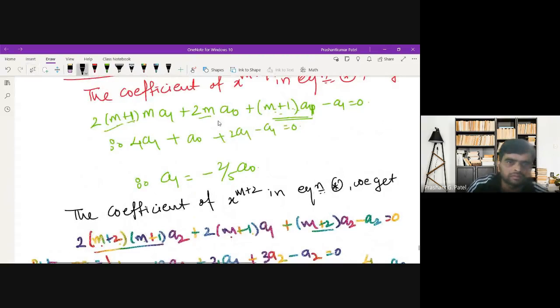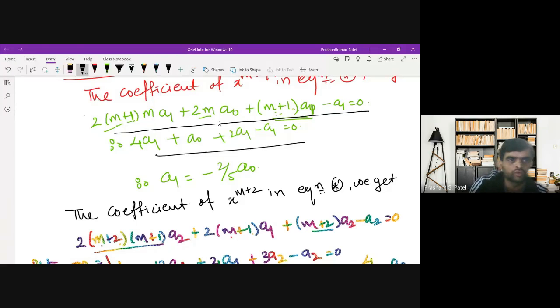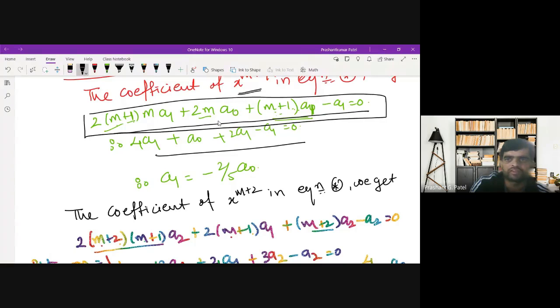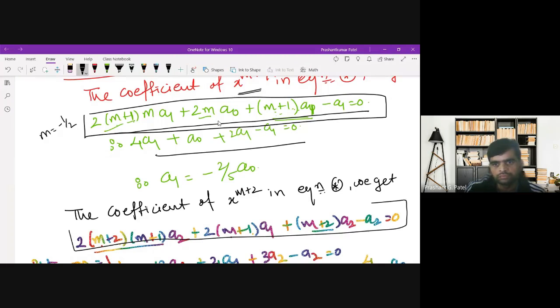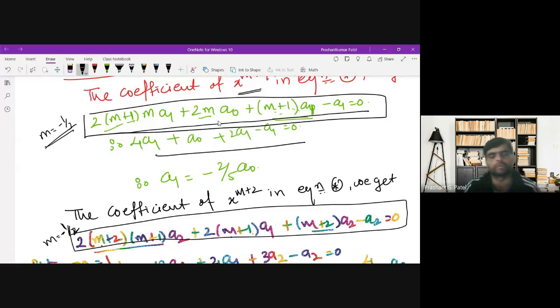See, in this we have substituted m equal to 1, so we get this. So in this same formula, which is the coefficient of x raised to m plus 1, we have to substitute m equal to -2. Here also we have to substitute m equal to -2, -1/2, not -2, -1/2. Here also m equal to -1/2. Into both these formulas, we have to substitute m equal to -1/2.